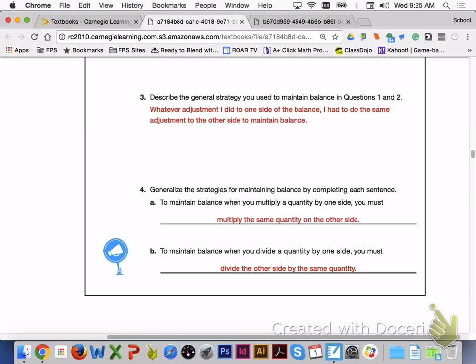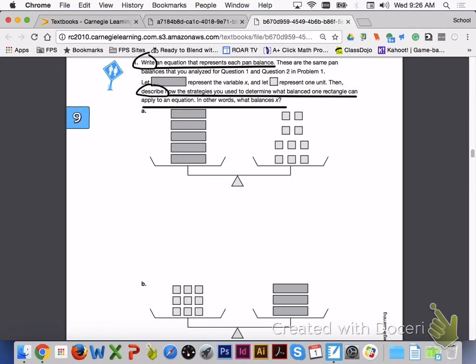For number 3, whatever you are doing to one side of the balance, you have to make sure that you are doing the same to the other side in order to maintain balance. For number 4, letter A, you must multiply the same quantity on the other side. And for letter B, you must divide the other side by the same quantity. Please turn to page 628, problem 2, one step at a time. Please answer number 1, letters A and B with your group members.